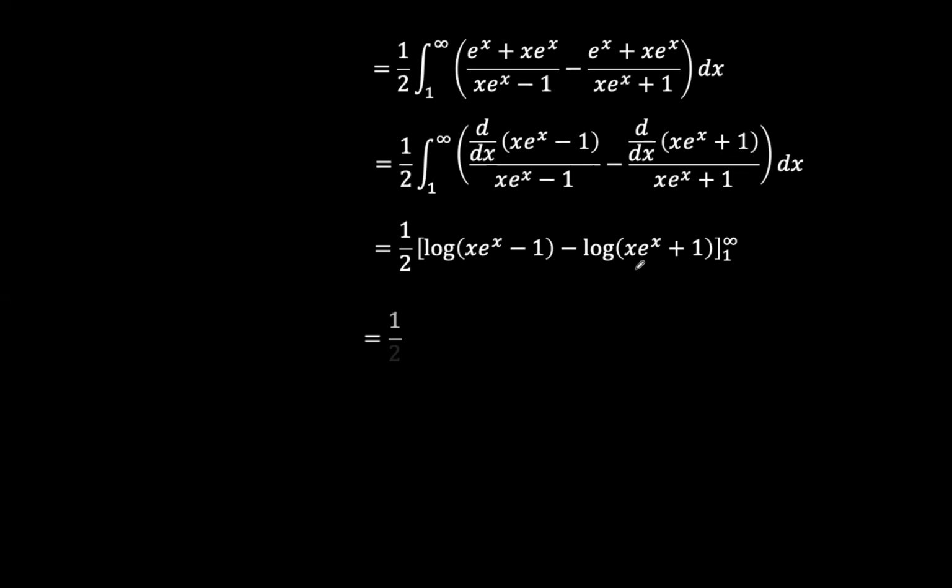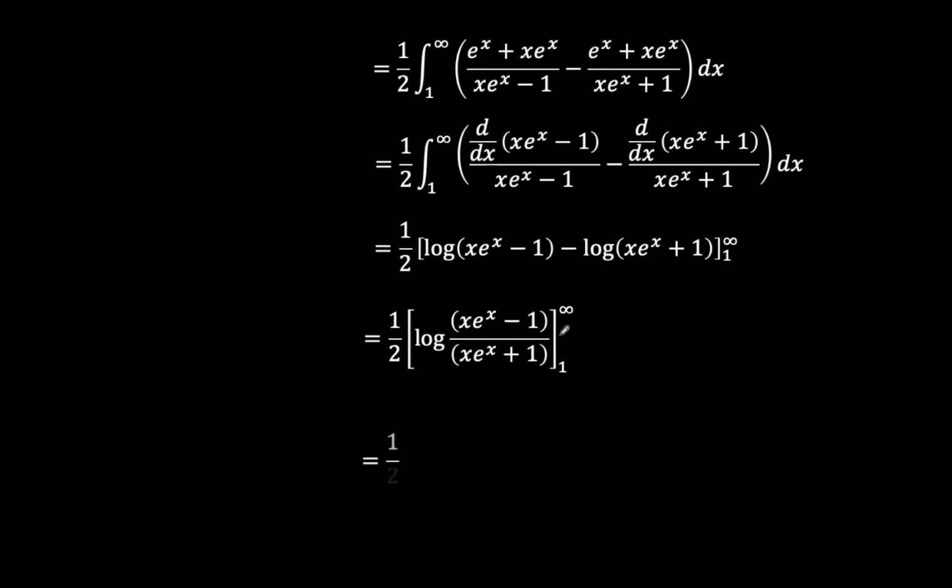So the next thing is using the rules of logarithms. When you have the difference of two log functions, that's the same as the log function of the quotient of whatever is under the log functions, okay? And so we have x times e to the power x minus 1 over x times e to the power x plus 1. Now, because I have an infinity here, I like to express this expression in such a way that when I take the limit as x tends to infinity, I have something that is finite.